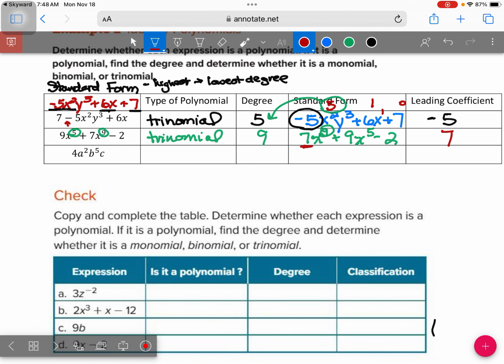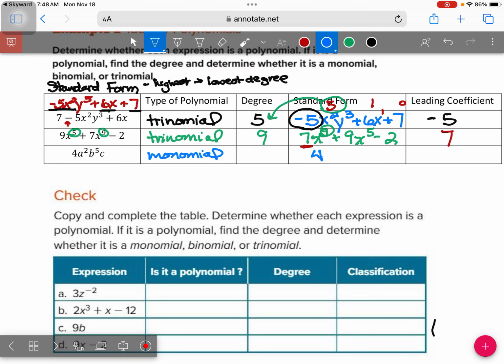And the last one, how many terms is 4a squared b to the 5th c? How many terms is that? No. You got to look where it's separated by addition or subtraction. Do you see any? It's 1. So we call that a monomial. Monomial, 1 term.